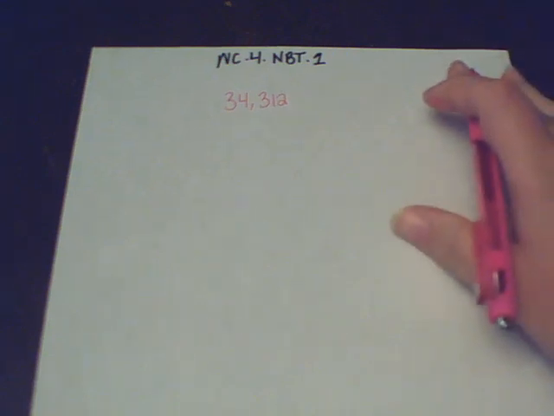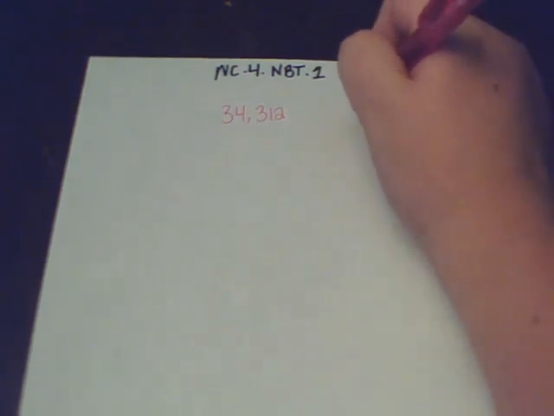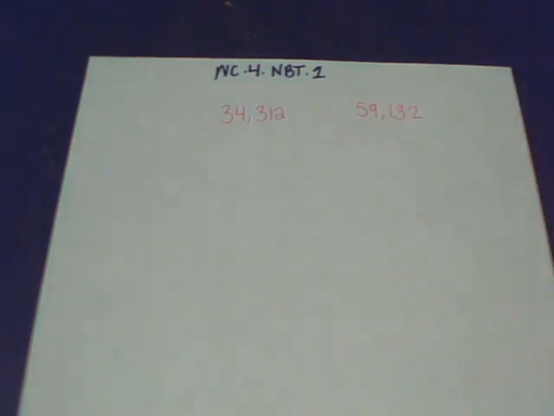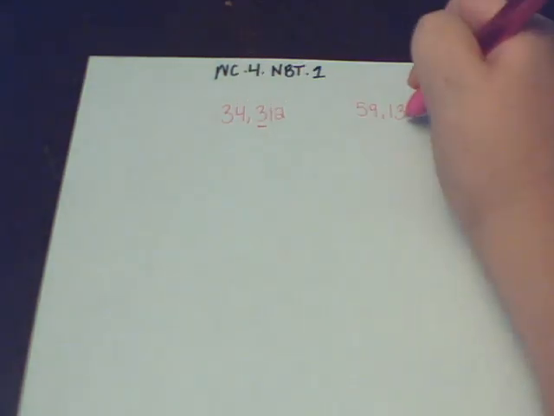All right, today we are going to look at place value and how the value of a number can change. So let's say I have the number 34,312, okay? And I also have the number 59,132, okay? And I want to compare the threes in both of these numbers.